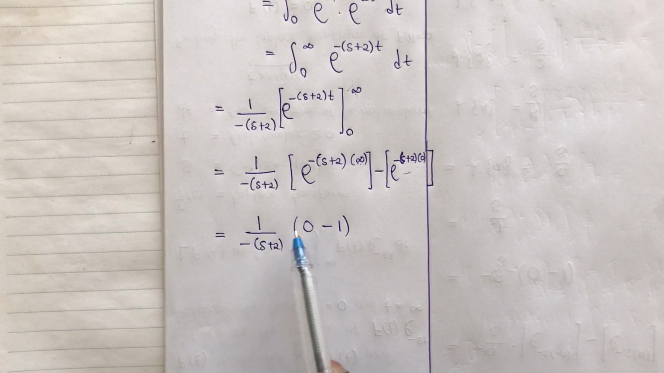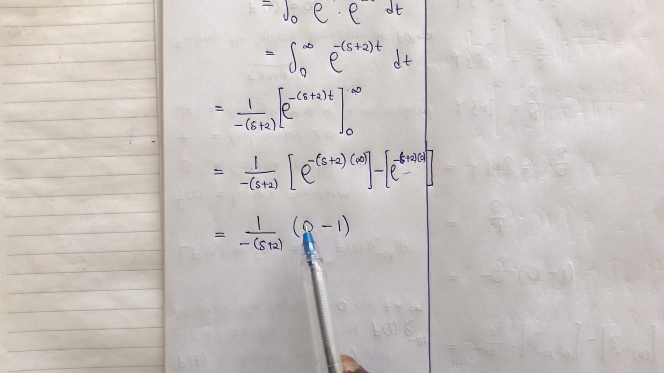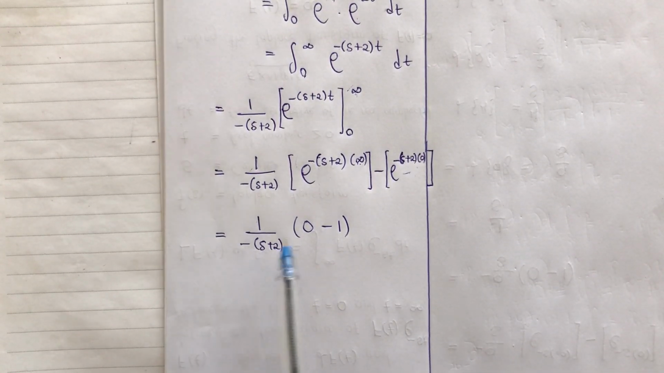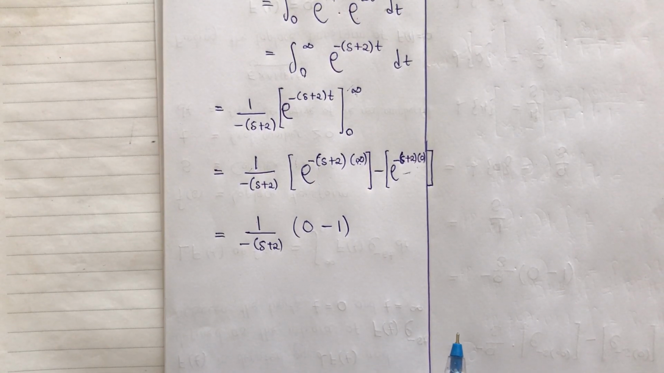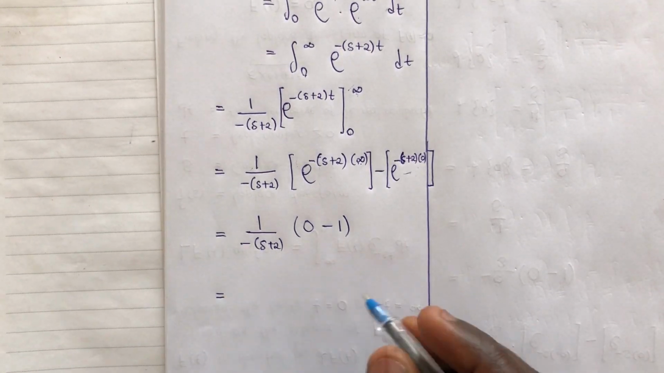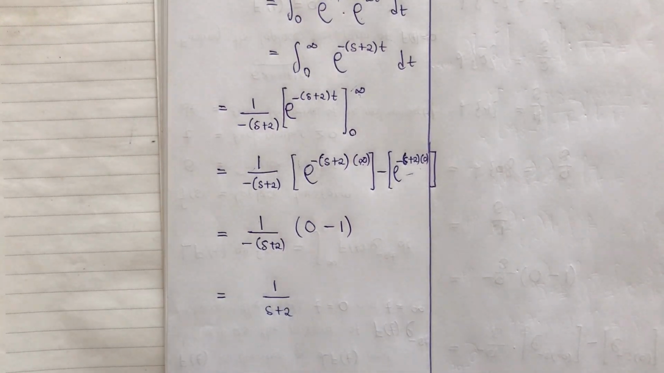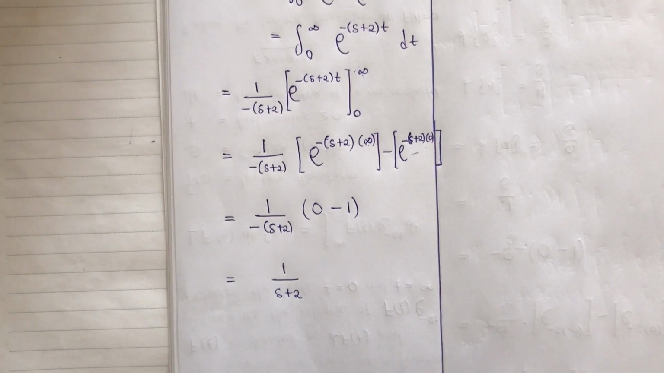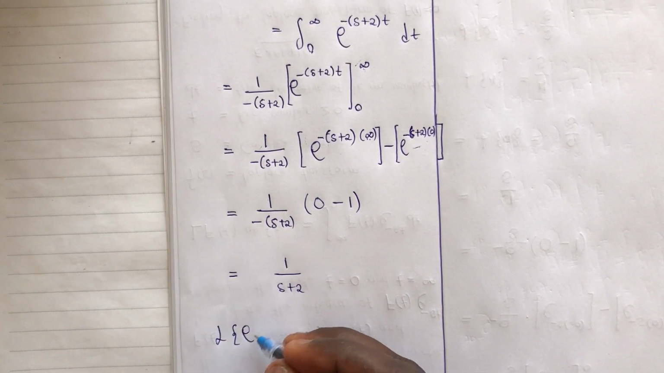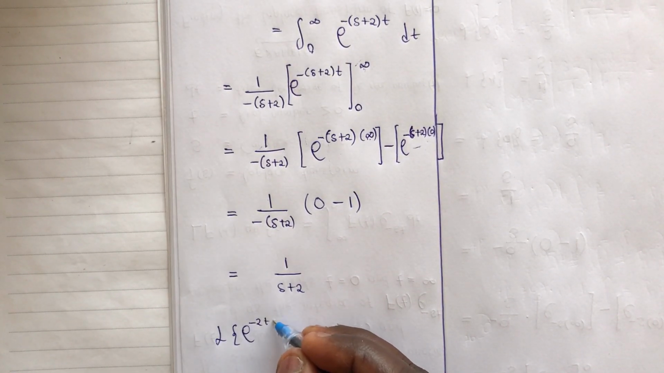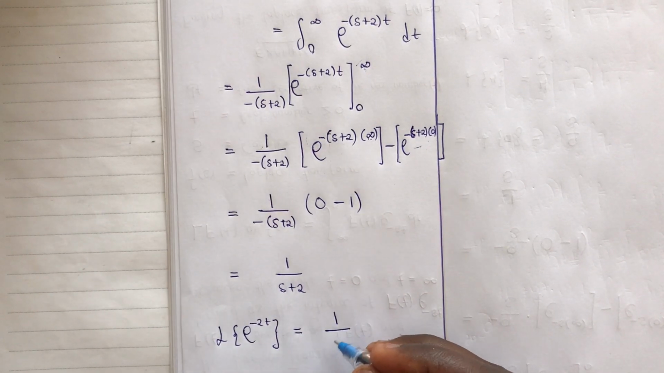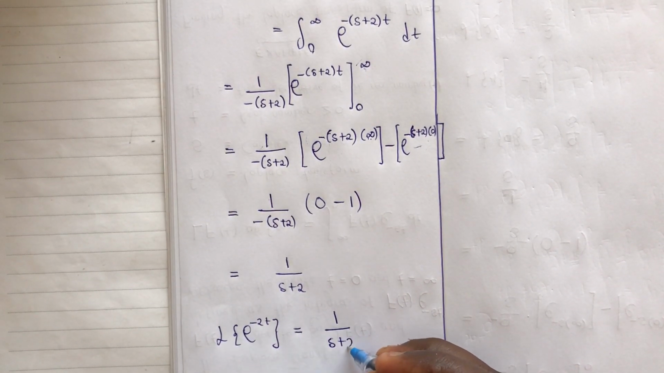Use this to multiply this, use this to multiply that. This, we all know, is 0. Ignore it. This is what? A positive result. Negative, negative, you get a positive. So this is giving us 1 over s plus 2. Very simple. So the Laplace transform of e to the power negative 2t is giving us 1 over s plus 2.